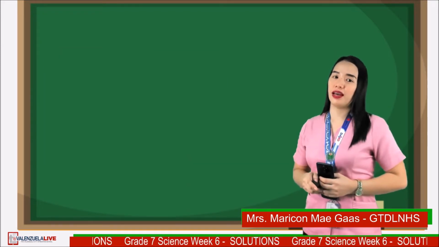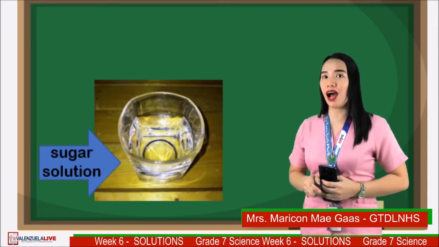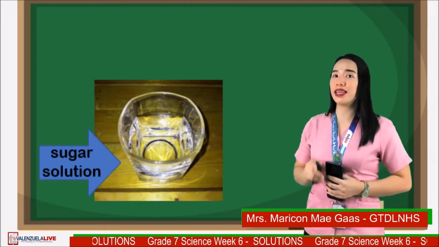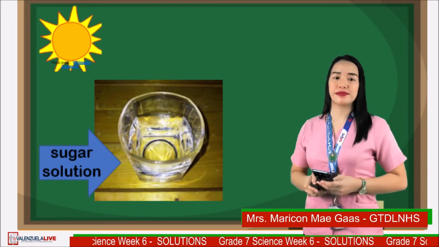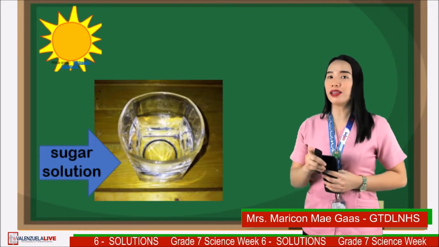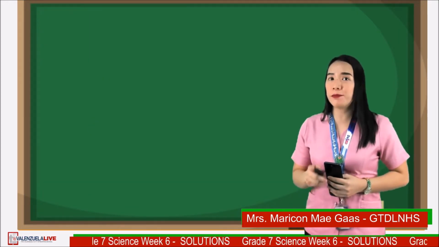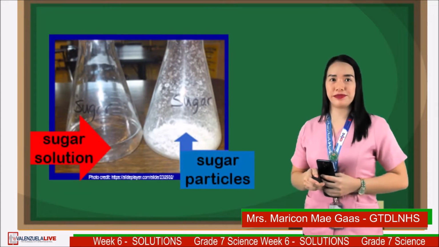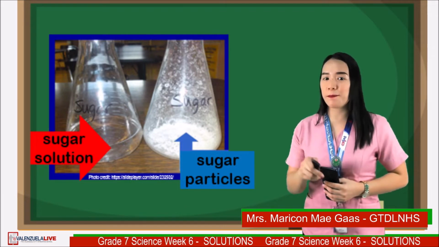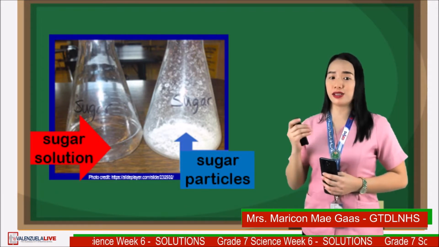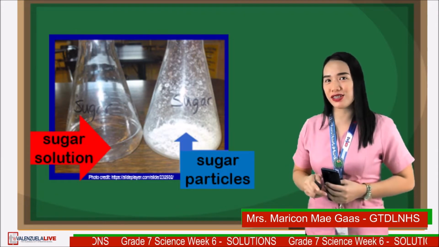What if I will put the sugar solution under the sun for about an hour? What do you think will happen? Great! The water will evaporate and only the sugar particles will be left in the beaker. What does it mean? We can separate the solute and solvent from the solution through the process of evaporation.